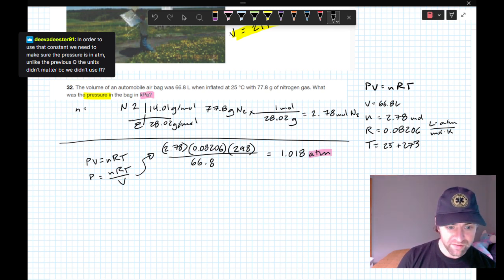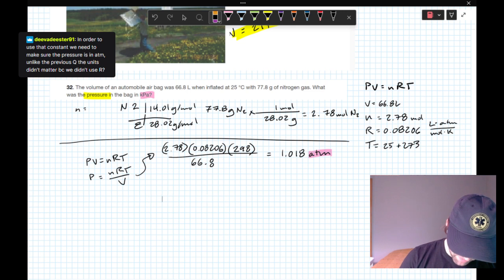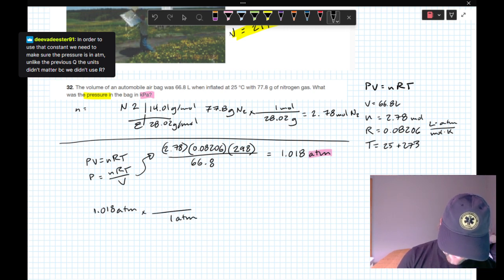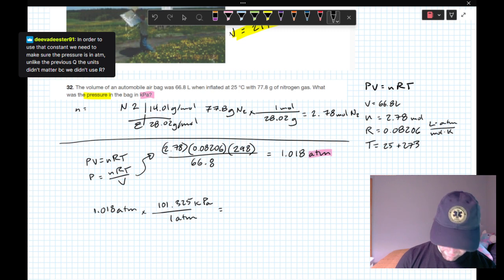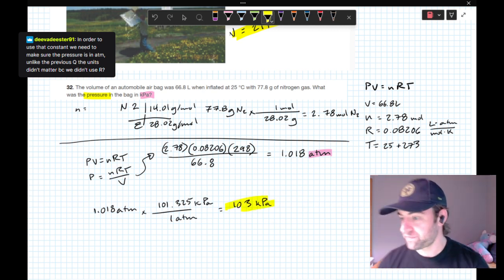I'm going to set this up as a dimensional analysis again. So we have so many atmospheres, and per atmosphere, there is 101.325 kilopascals, which gives us approximately 103 kilopascals. And that is our final answer.